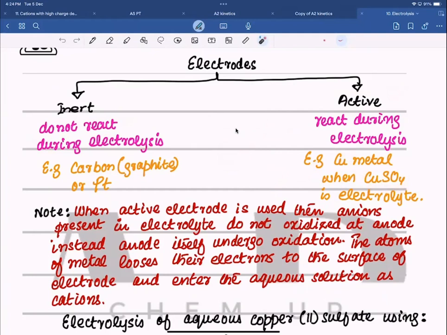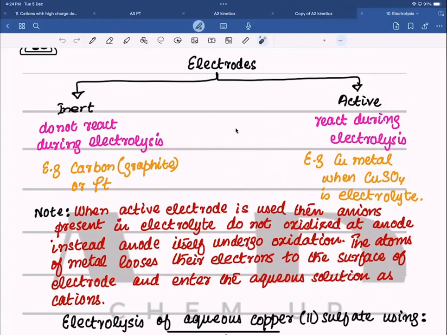So for inert electrodes, there are two substances which can be used: one is platinum, and the other one is carbon graphite. Besides these, if any other material is used as an electrode, then that material is behaving as an active electrode. Is this clear to all of you?